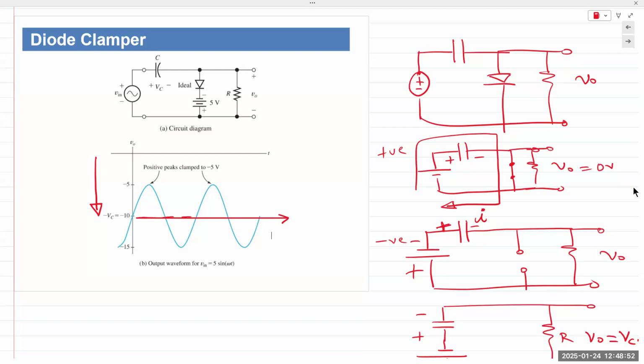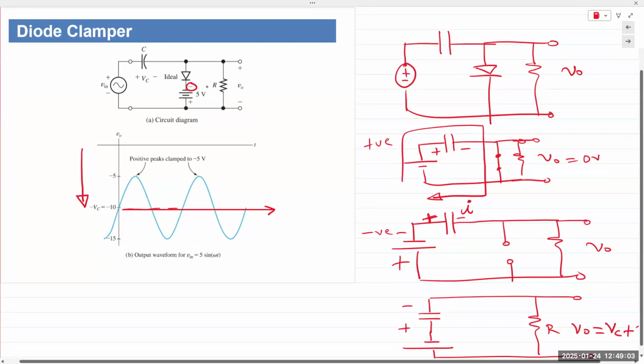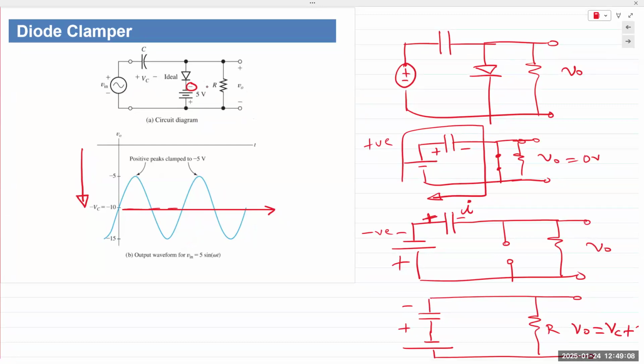In this circuit, we are connecting a battery in series with our diode. So the cathode is always held at minus 5 volts, and because of that, that voltage is now available at the output. The capacitor charges from V in, and then the battery is also connected at the output. So there is no clipping of the input waveform. The entire input waveform is available at the output.